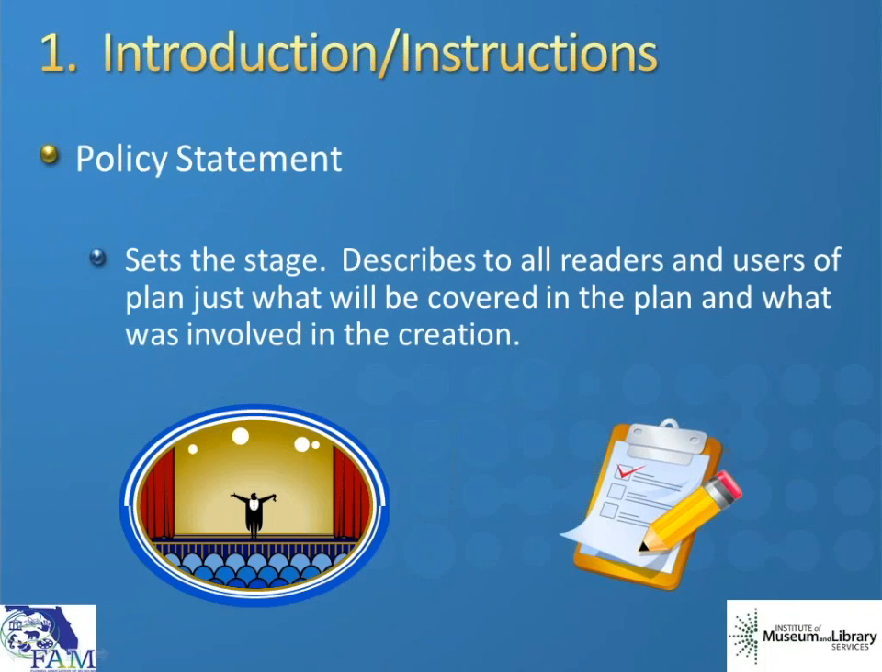One of the first things that you'll see within an emergency plan is the introduction or instructions, essentially your policy statement. This is going to set the stage. Oftentimes you'll also see this called an executive summary. This is pretty much the first page of your plan. This is oftentimes the one part of the plan that board members or other staff will really read thoroughly. So it's always good to include all the information that's covered in the plan in it. Especially when it comes to board members, sometimes they like to read the executive summaries, and that's about it. So it's good to really include in there what's going to be covered in the plan and what was involved in the creation. It gives you a snapshot of what happened.